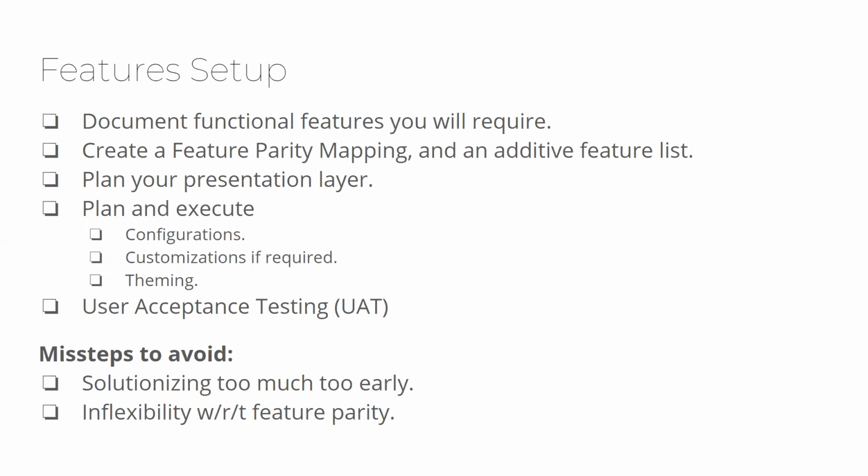So the next step, once you document the functional features that you require, is to create what we call a parity mapping and also an additive feature list. So mapping feature parity means to evaluate what functional features you do or don't use in your current instance, any integrations with external tools that it has, and then map how to achieve those same outcomes in Islandora 8. Now, sometimes this is really direct, and sometimes you take up a new way of doing things. Same feature, just a different method.